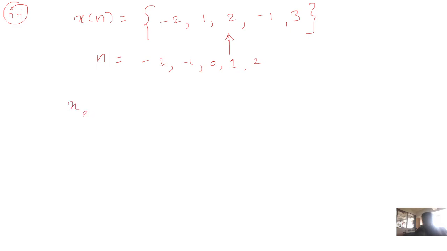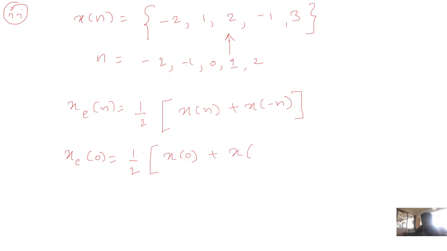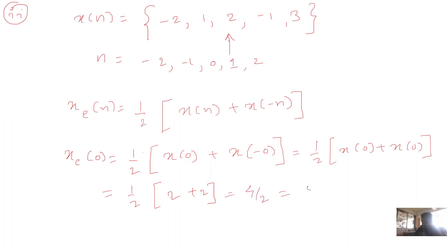Now, xe1 of n, what is the equation for that? xe1 of n is equal to half of x of n plus x of minus n. Right? This is our equation. Let us calculate xe1 of 0. It is going to be half of x of 0 plus x of minus 0. We know that x of 0 and x of minus 0 are the same, so it is half of x of 0 plus x of 0. What is x of 0 in this case? 2. So it is half of 2 plus 2, that is 4 by 2, and therefore it is going to be 2.